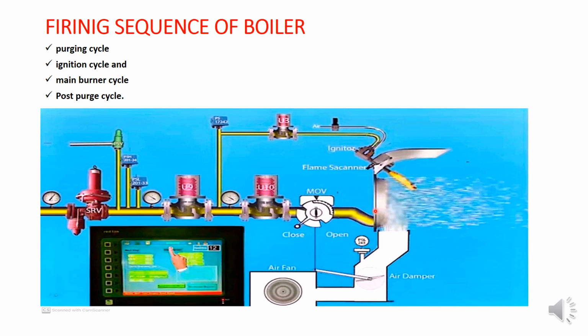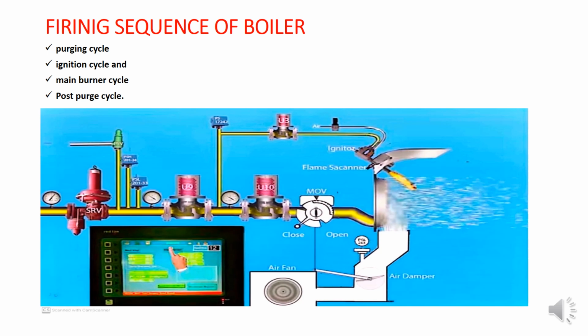Once the main burner is stopped, that is the last cycle, called the post purge cycle. Still the FD fan will run for up to 2 minutes, and the air flap will open 100%. So whatever flue gases are inside the boiler will escape. That is called the post purging cycle.